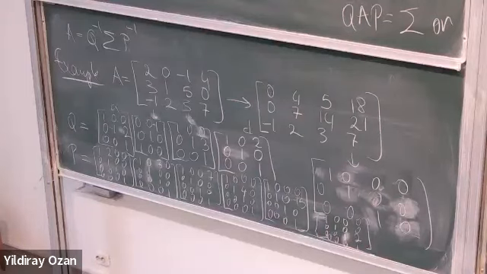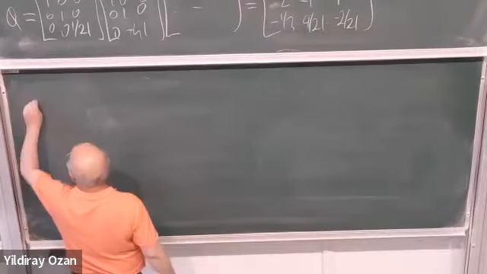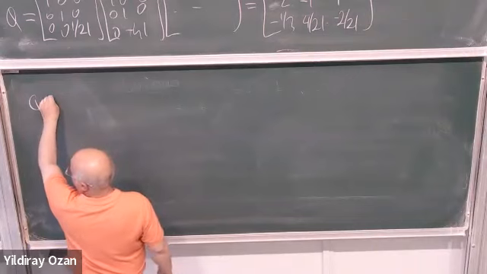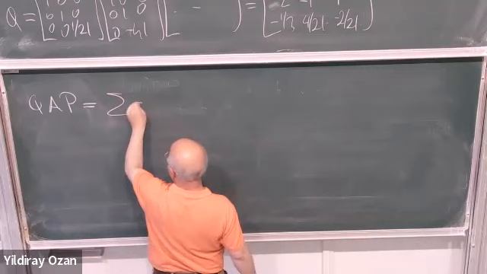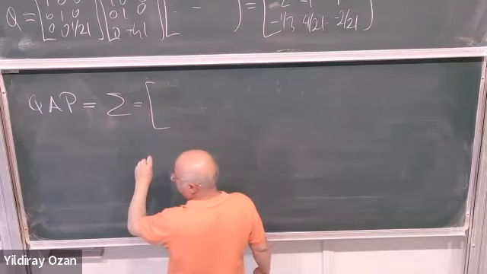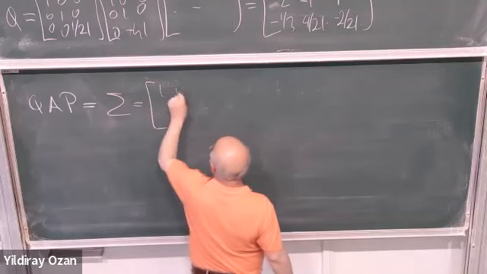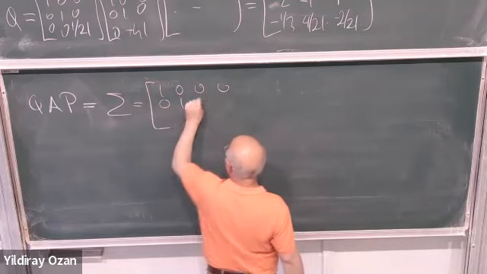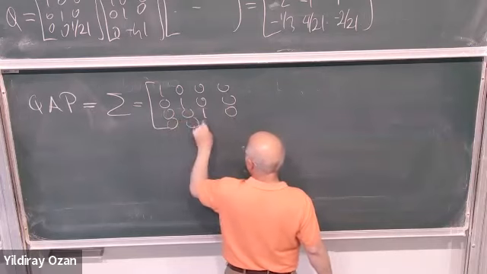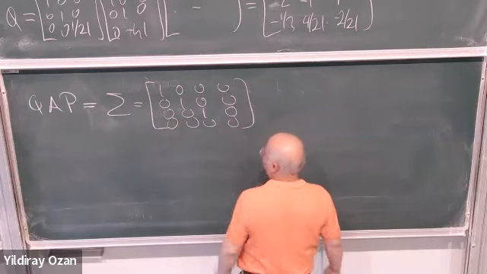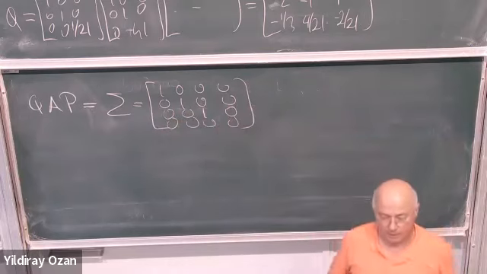But what we know is this, right? So this now Q A P is just this sigma, and it is just what? 1, 0, 0, 0, 0, 1, 0, 0, 0, 0, 1, 0, 0, 0, 0, 0. Okay, so that's what we get.